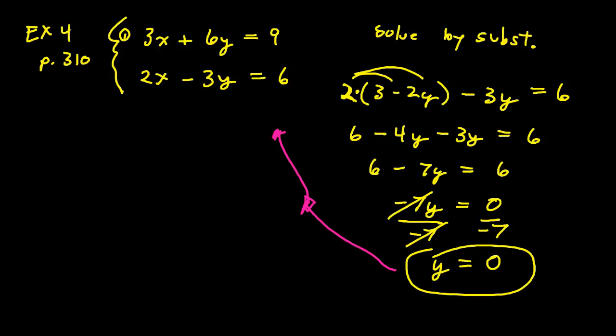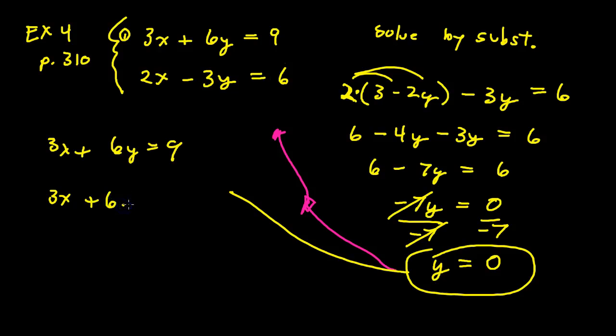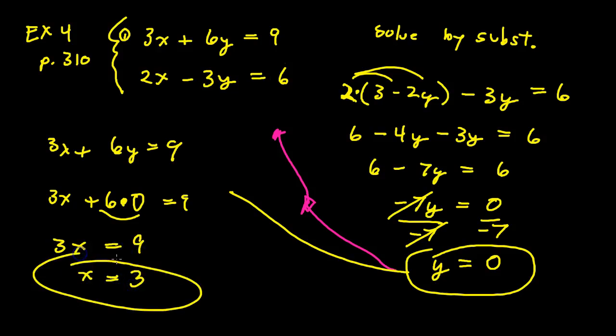All right. Taking that first equation, 3x plus 6y equals 9. I'm going to plug in y equals 0 here. So 3x plus 6 times 0 equals 9. That's a multiplication there. Well, anything times 0 is 0, so I got 3x equals 9. And dividing both sides by 3, I'll get x equals positive 3.